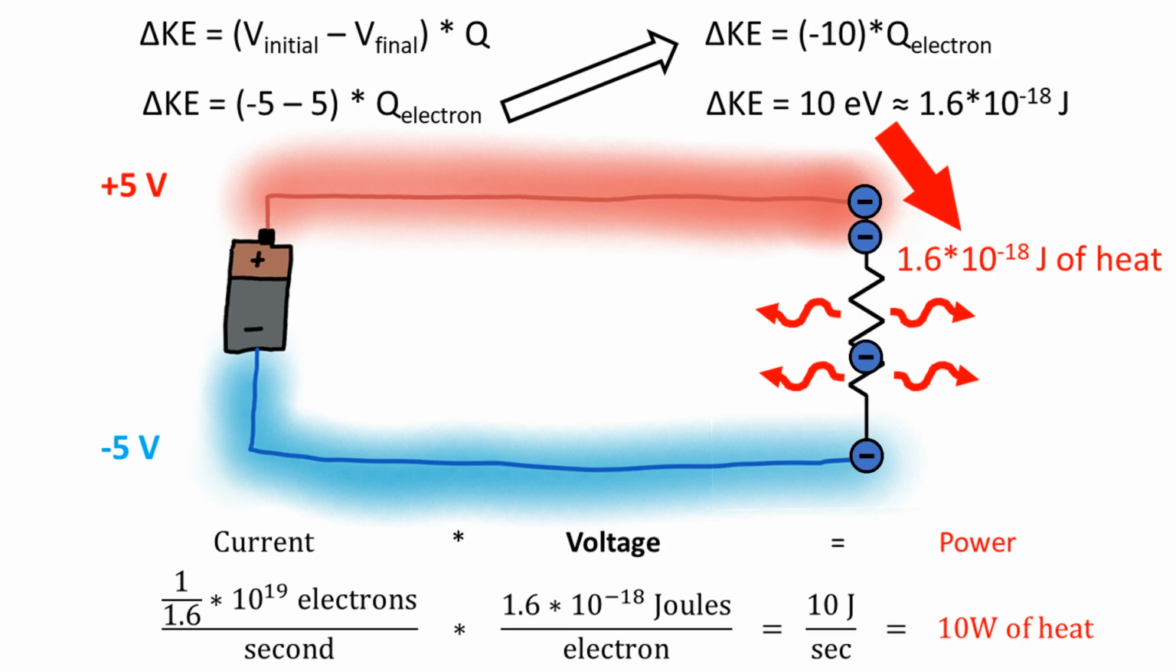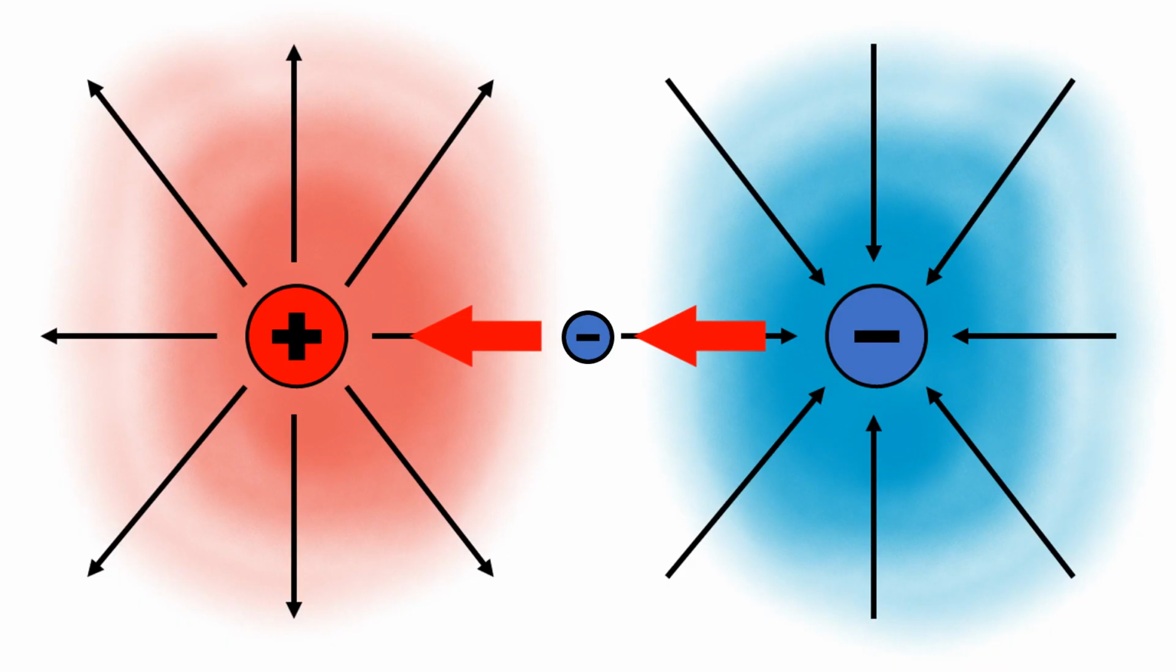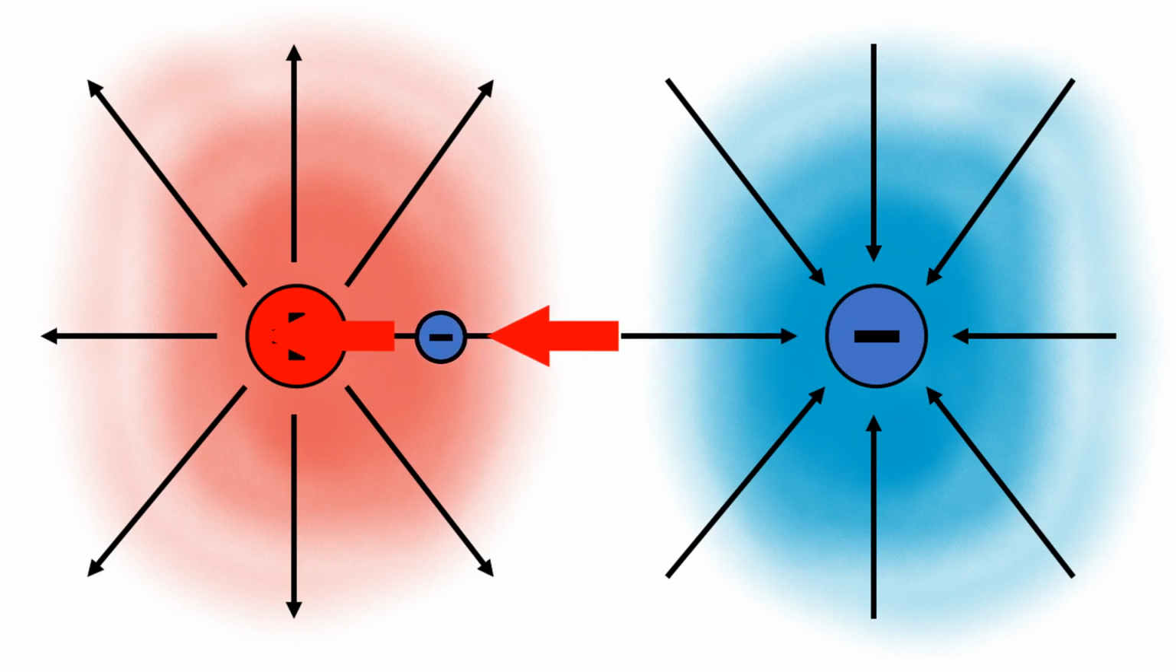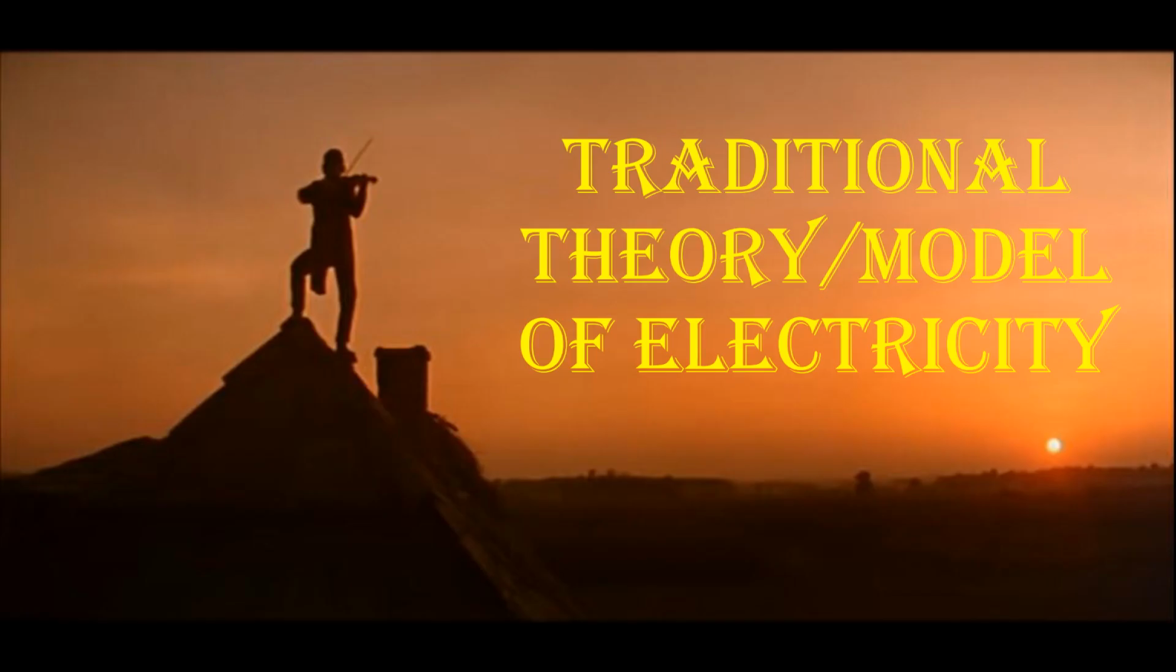Voltage is the energy taken from each electron by the resistor, and current is the number of electrons that go through the resistor every second. And that's how circuits work. For the rest of the video, I will be referring to this explanation of electric circuits, the one based on the idea of electric charges moving between areas of different voltages, as the traditional theory of electricity.